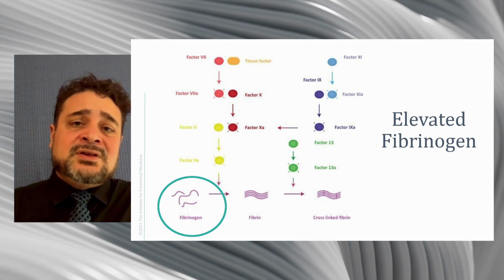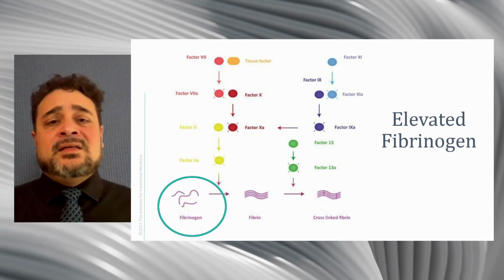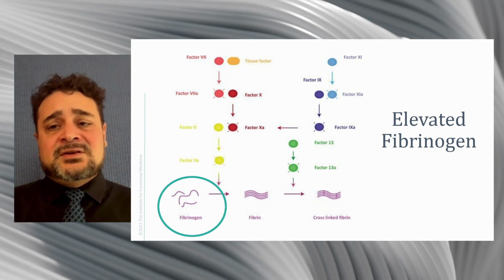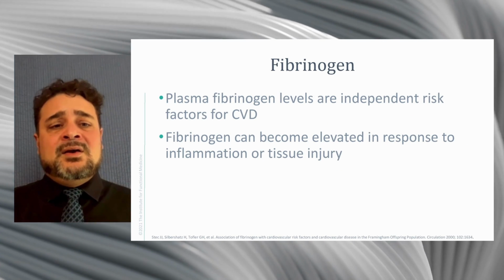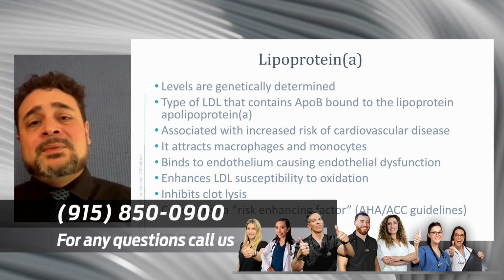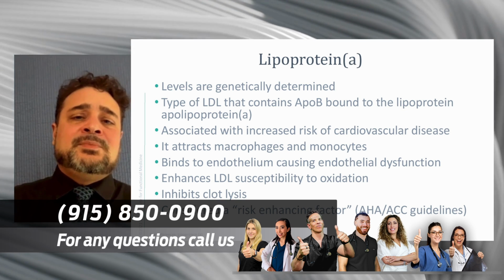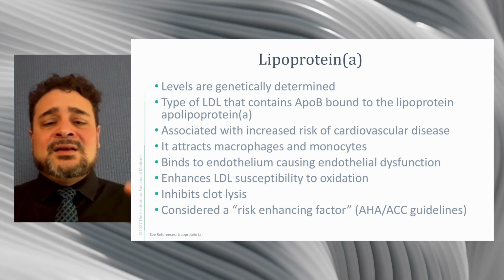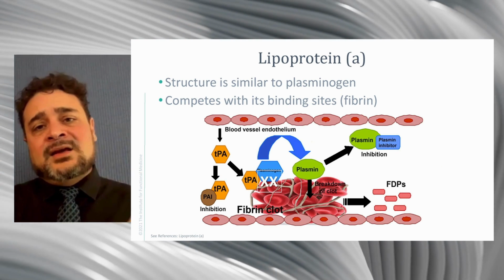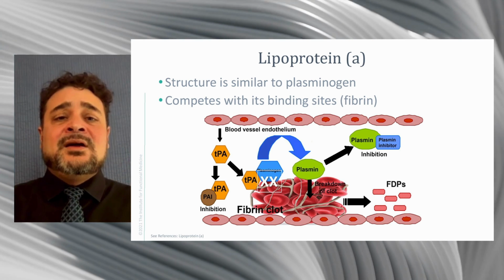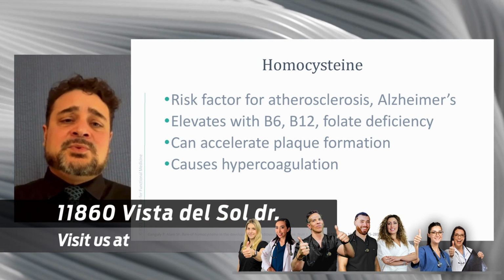There are other risk factors. If your fibrinogen is high, that's an inflammatory marker, but it also increases clotting. So that's something that we check. We also check if you have elevated Lp(a), which Mimi is going to be talking about in a bit. This is genetically determined, and it can impede the busting of the clot. So it can make the clot stay longer. So that is going to be a risk factor as well.